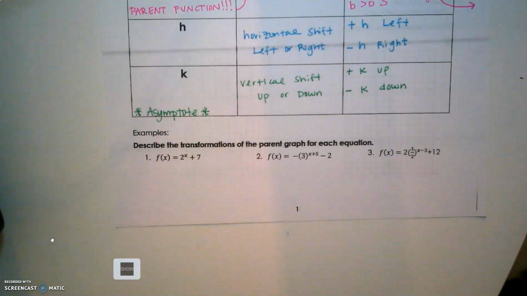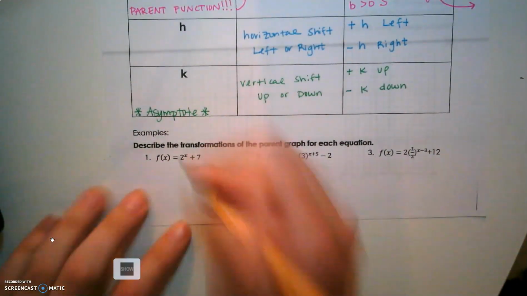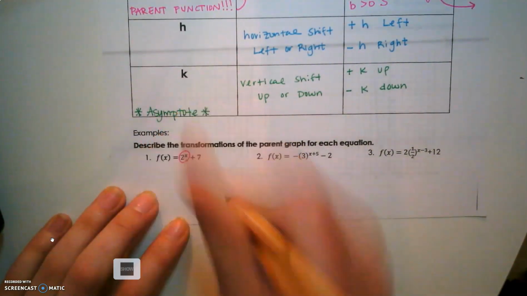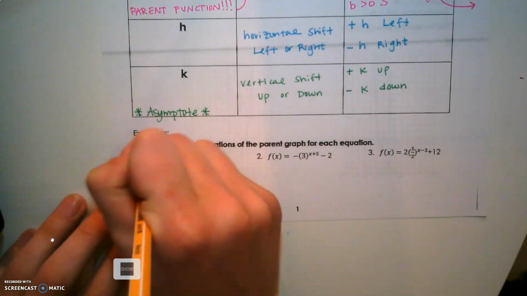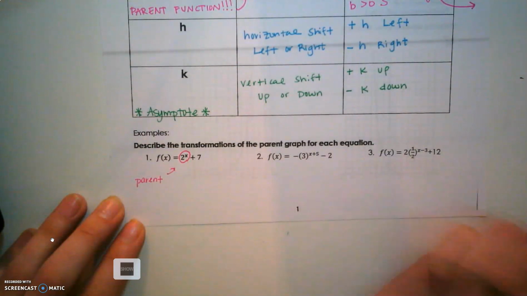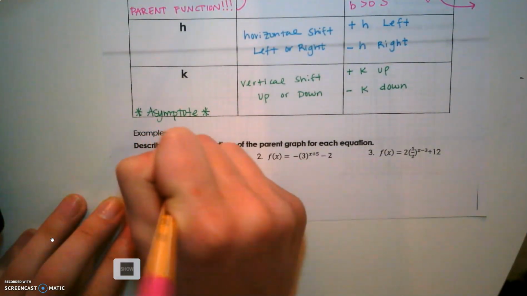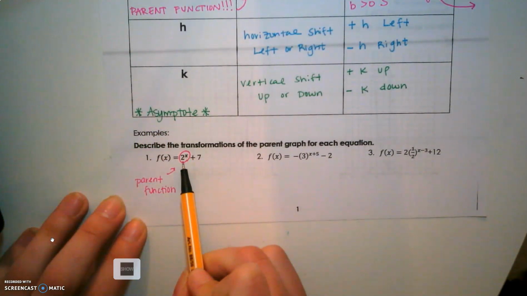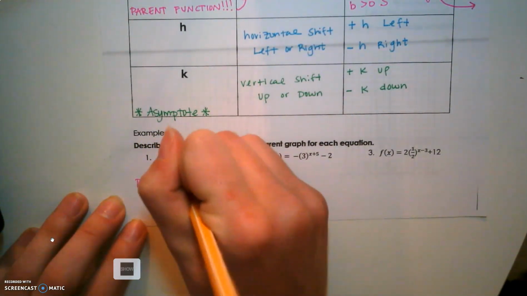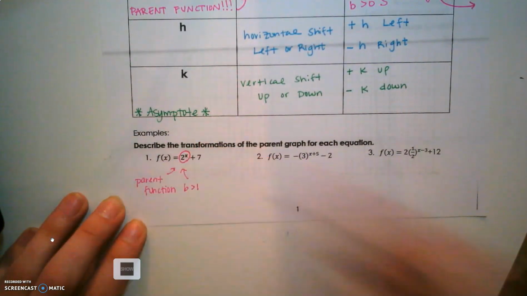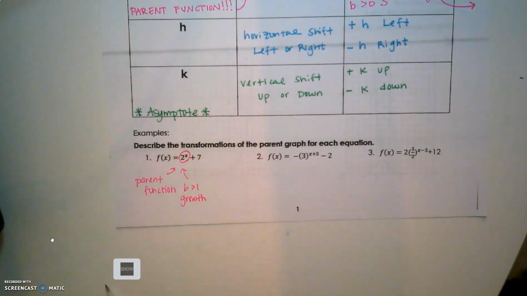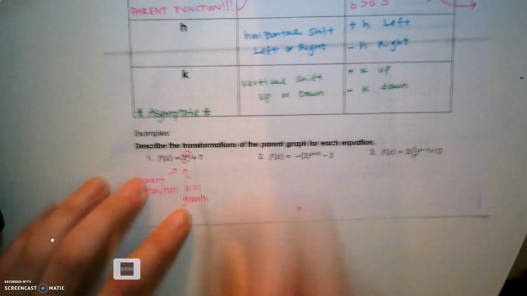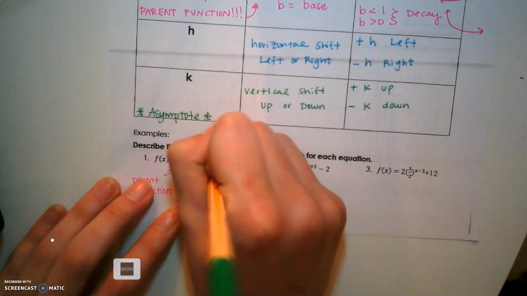The first thing we want to find is our parent function. Our parent function is 2 to the x. Notice that the x is in the exponent spot. That's why it's called an exponential function. So that's our parent function. We have a base of 2. So if I have a base of 2, my base is greater than 1. So that's a growth. Again, that's not a transformation. That's just an excellent characteristic to be aware of. The transformation that we have here is up 7.